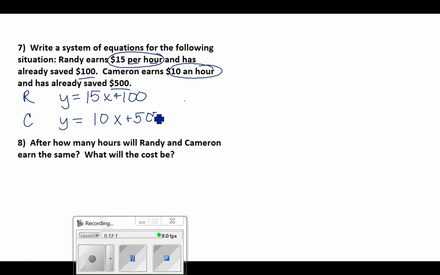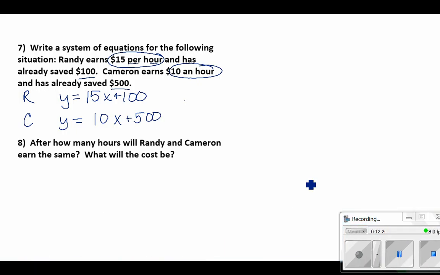Then we're going to go to question 8, which is directly related. After how many hours will Randy and Cameron earn the same? The same, you should automatically think of the equal sign. And then we want to know what will that cost be. So we have Randy's equation, and we're going to set it equal to Cameron's equation. So we can find out when they will be the same number. And remember, we're looking for the cost. So let's start to solve because we're going to solve for x.